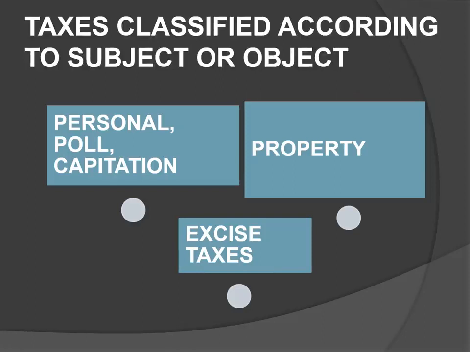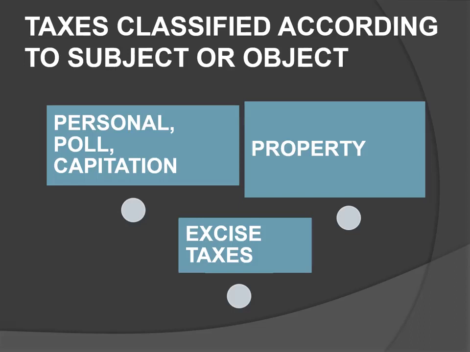First, what are the different kinds of taxes classified according to subject or object? There are three of them. Personal, poll, or capitation. That's number one. Number two is property, taxes on property. And the third will be excise taxes.